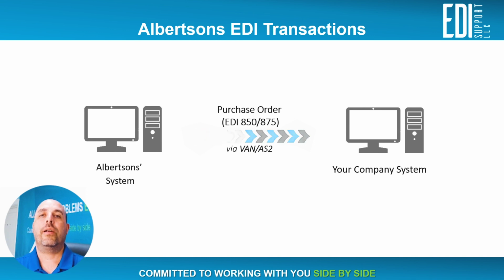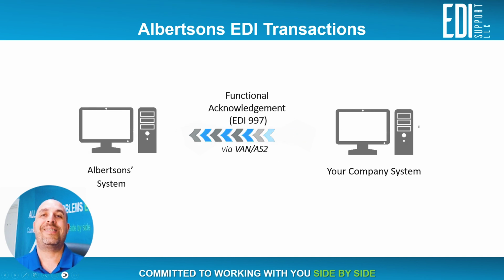So if we take a look at the common documents that you're going to be required with Albertsons, you're going to see that we have, again, the 850 and 875. They're both a purchase order. You can be communicating from the Albertsons system to your particular system or your company system, either utilizing a VAN or direct communication similar to AS2, where they're pushing you documents. With those purchase orders, as you receive them into your system, you're then going to have to send back from your system to their system a 997 or a functional acknowledgement. And that again is going to be handled either via AS2 or VAN services.